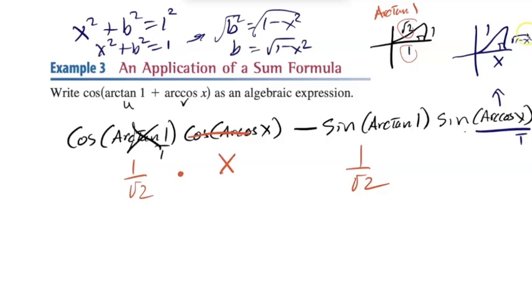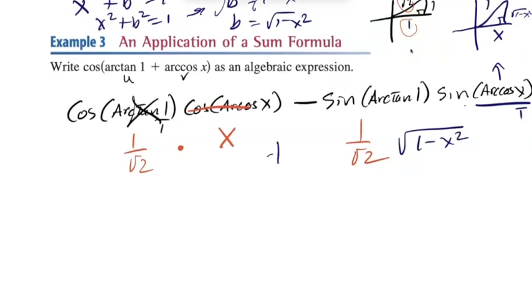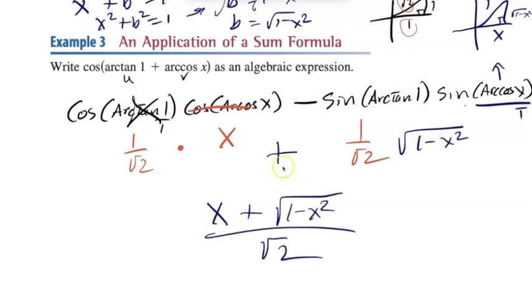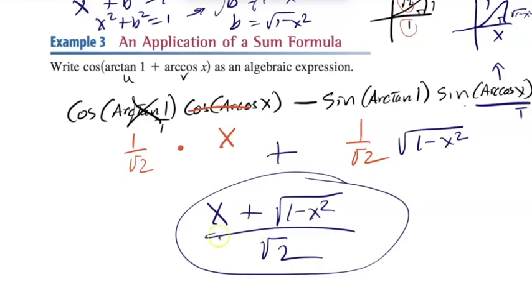Sine would be opposite over hypotenuse. So I get 1 minus x squared, and then these are both over radical 2. Sum them up: x plus the square root of 1 minus x squared, over the square root of 2. Again, if you want, you could rationalize it, multiplying both top and bottom by the square root of 2, but I think this is fine. It does get kind of messy.